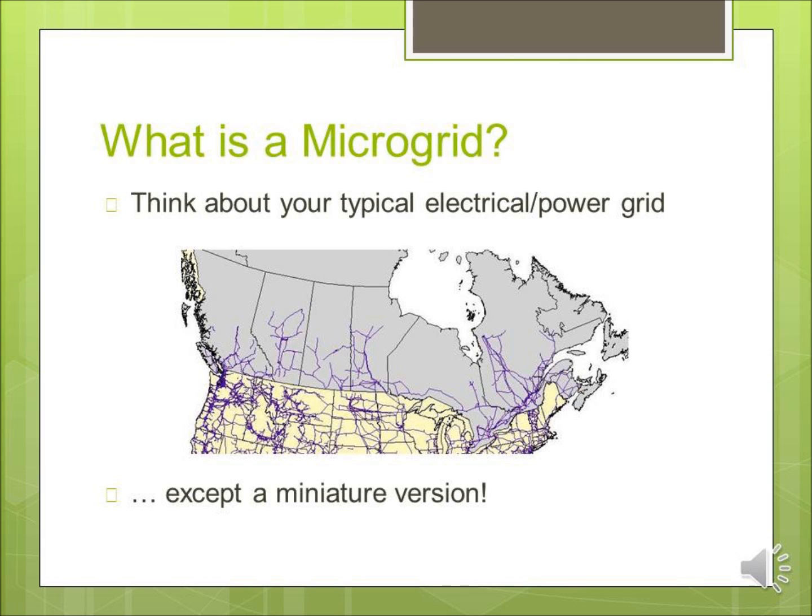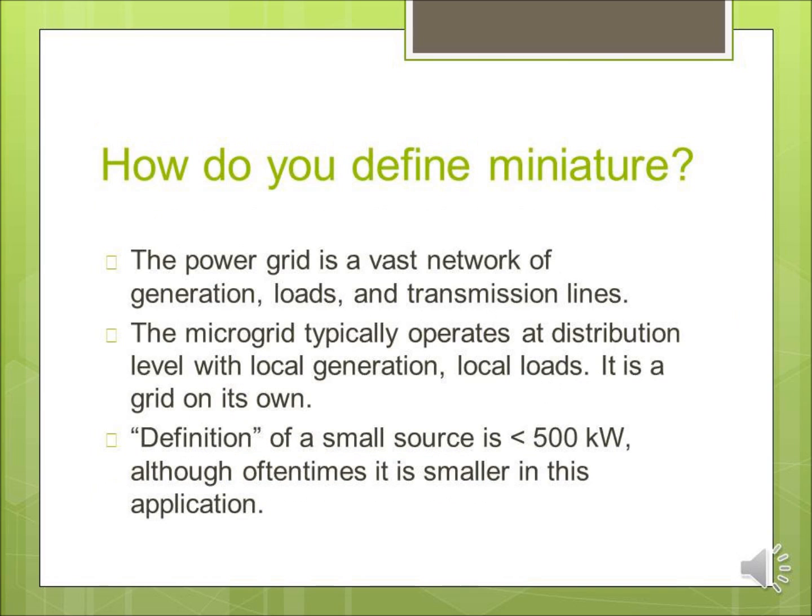What is a microgrid? Let's start off by thinking about our standard power grid with lots of generation, loads, and transmission lines. Now picture a smaller and scaled down version of that grid. The microgrid usually operates at distribution level. This is typically 12 kilovolts or 25 kilovolts at primary distribution levels in BC, with local generation, local loads, and distribution lines. It is essentially a grid of its own.